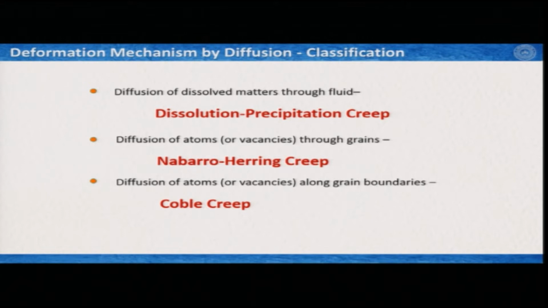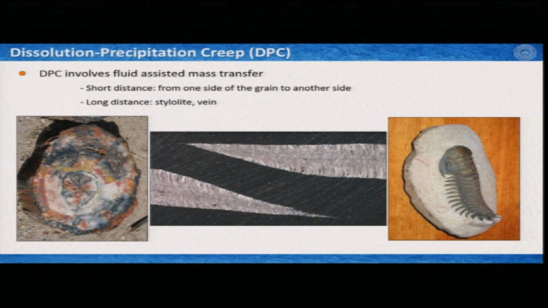So, dissolution-precipitation creep is essentially a creep or diffusive mass transfer with the assistance of a fluid. It can happen over a short distance, from one side of a grain to another side, or it can happen over a very long distance, like stylolites and some vein filling processes.